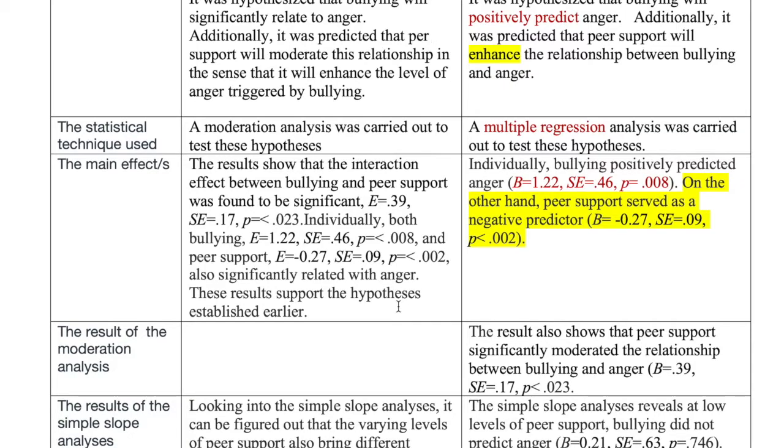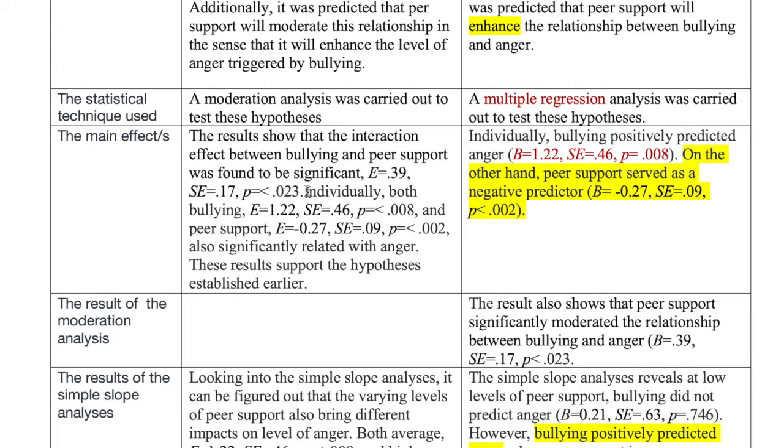For the results, the student said the results show that the interaction effect between bullying and peer support is found to be significant. The student stated the moderation effect first, but it would have been better if that would have been discussed after discussing the main effects. So this part was actually transferred here. So let's first discuss the main effects. The student said, individually, both bullying and peer support are significantly related with anger.